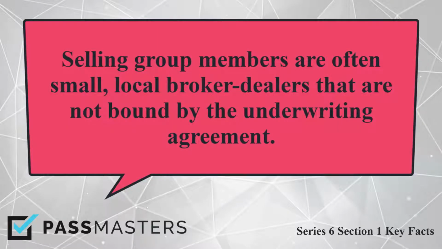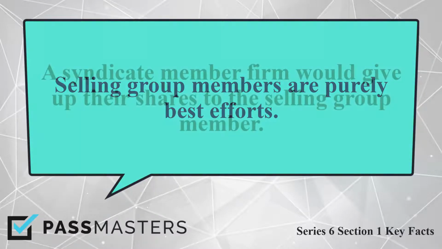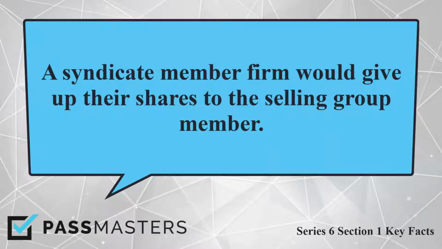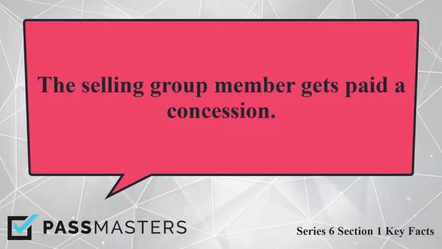Selling group members are often small local broker-dealers that are not bound by the underwriting agreement. Selling group members are purely best efforts. A syndicate member firm would give up their shares to the selling group member. The selling group member gets paid a concession.